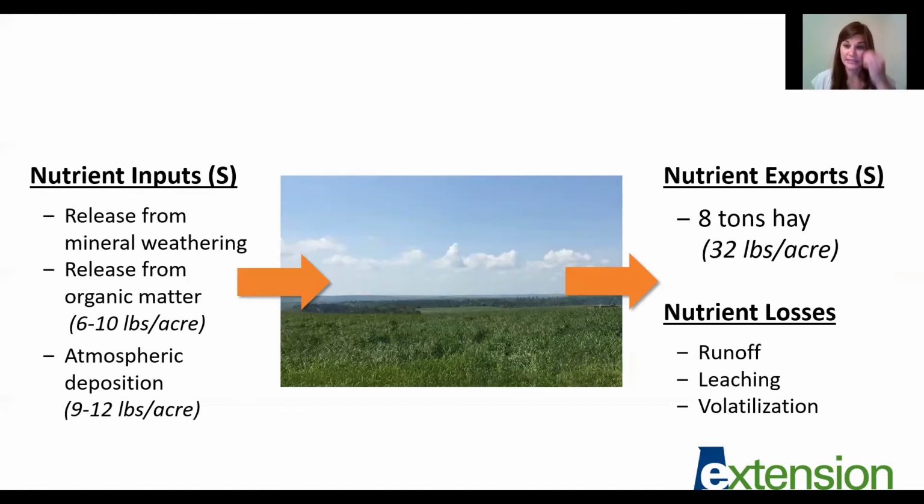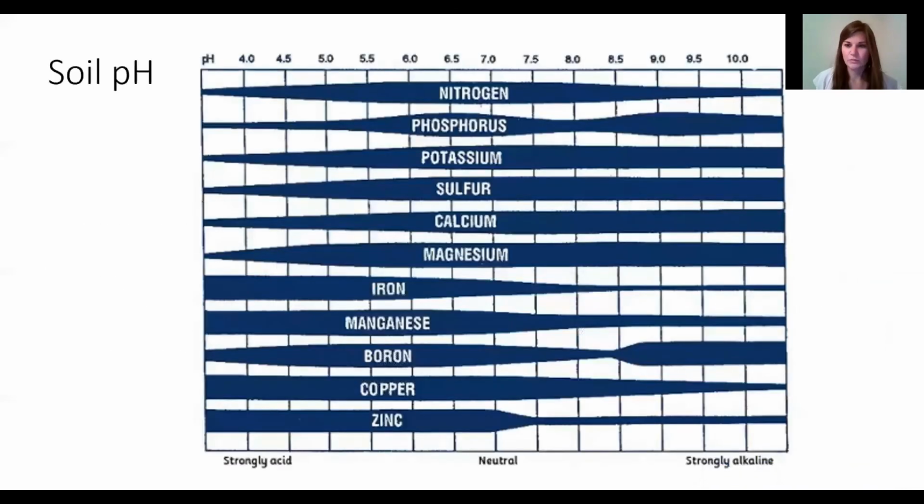However, if you're a very high yielding hay producer and you're removing, say, 8 or more tons of hay per year, that's going to be a lot of sulfur that's removed from the soil that may not be replenished very quickly. So it can be a good idea to add about 10 pounds of sulfur in with your fertility. A good way to do that is just by applying part of your nitrogen as ammonium sulfate.